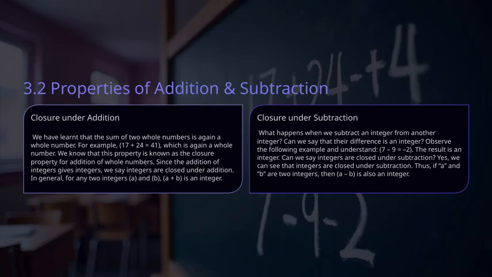Similarly, when we add integers, the result is always an integer, so we say that integers are closed under addition. In general, for any two integers, a and b, their sum, a plus b, will always be an integer.